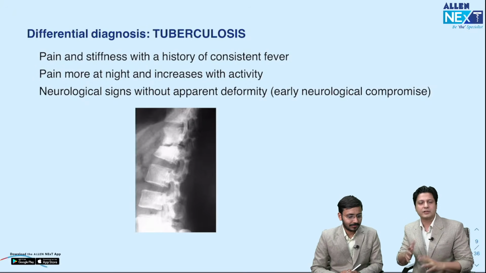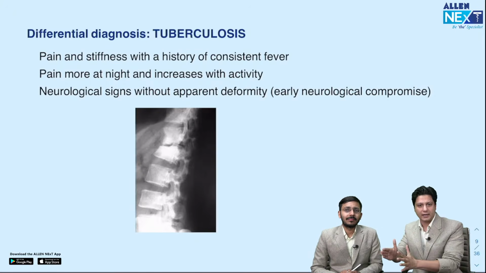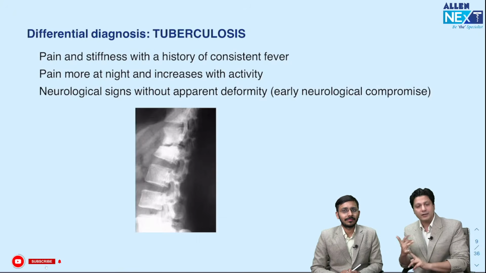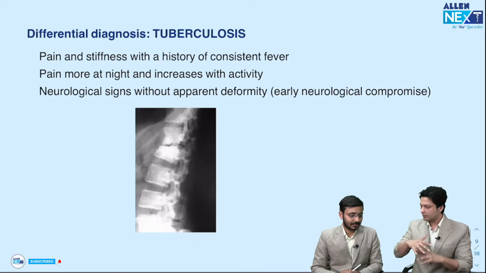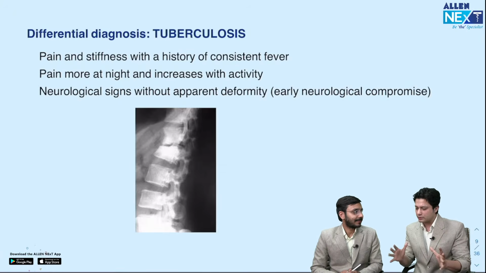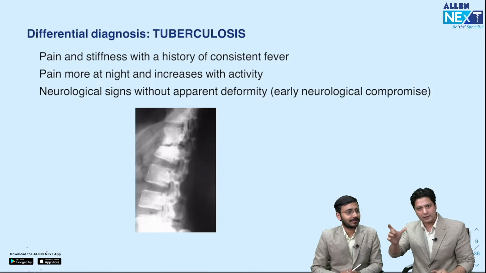So the clinical features are simple. It is going to be associated with constitutional features. There will be a history of persistent fever given to you. Pain more at night will be provided to you. There will be weight loss, and loss of appetite. All those things are going to be provided in the form of clinical features.